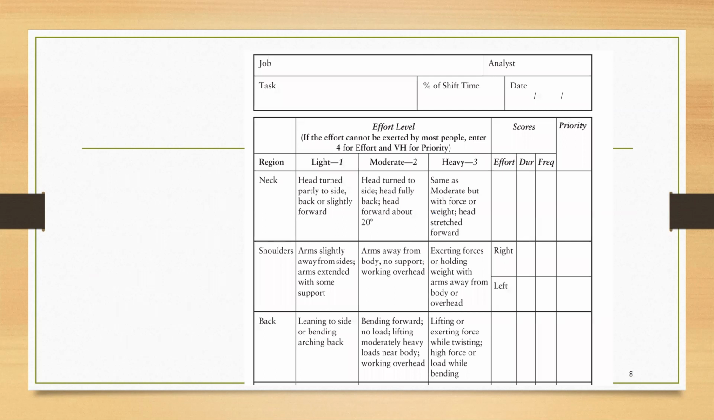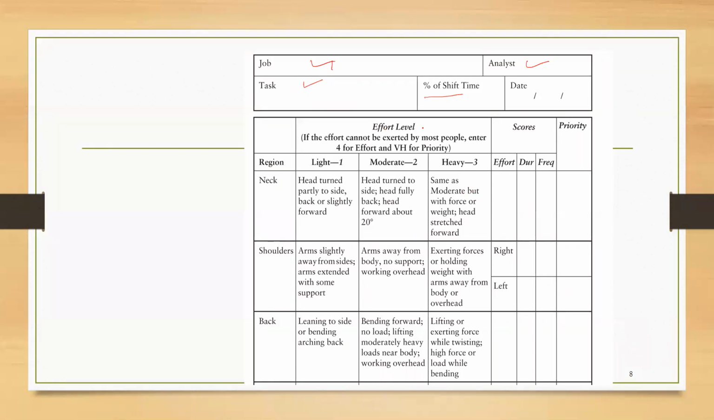So this is part of this MFA sheet. You have to write the title of the job and the person who is analyzing. There could be different tasks in a job. You can select one task or more than one task, but you have to perform different analyses if there are more than one task in a job. Then percent of shift time and day, or you can add some other information as well.